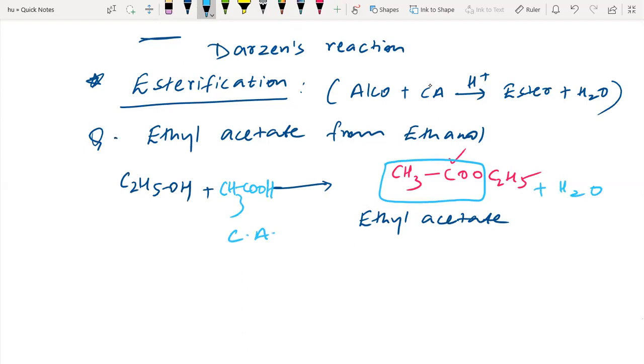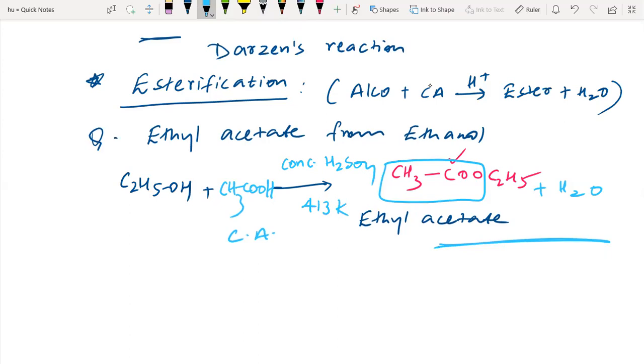And to do this reaction, it is done using concentrated sulfuric acid at 413 Kelvin. This reaction is reversible, we can say. Reversible in the sense that when ethyl acetate is acid hydrolyzed, we get back alcohol and acid.